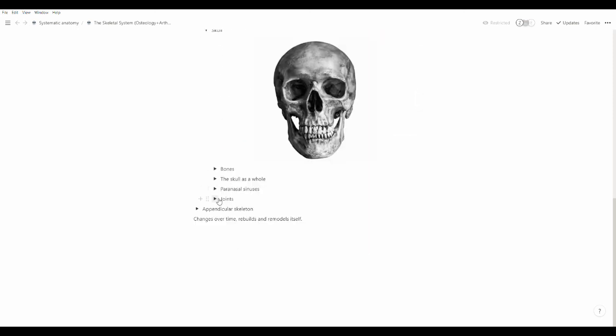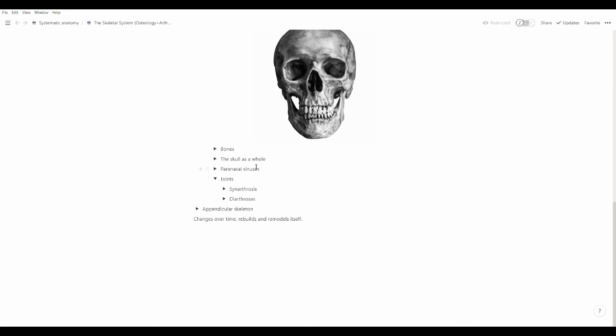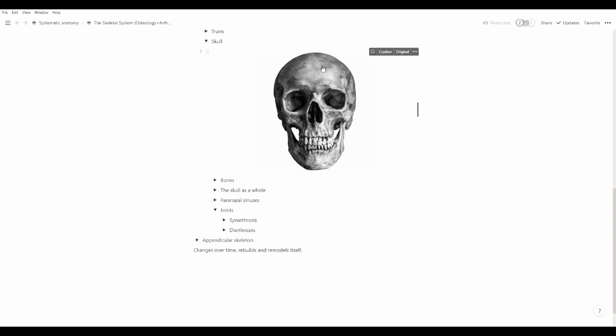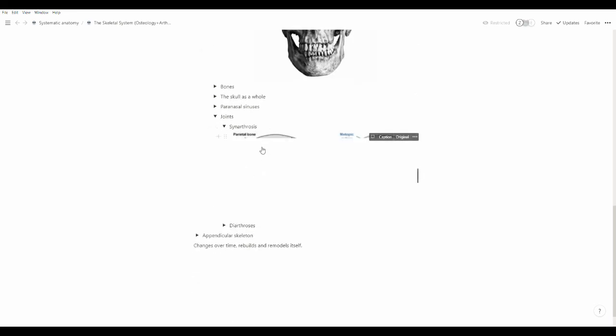And lastly, we need to talk about the joints of the skull. This is going to be very quick. We have 2 different kinds of joints. We have the synarthrosis joints, which are the simple joints between the bones, for example, in the upper part of the skull. And we have one diarthrosis joint, which is a joint of the mandible. So let's look at the first one first.